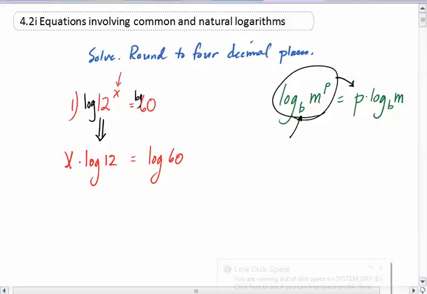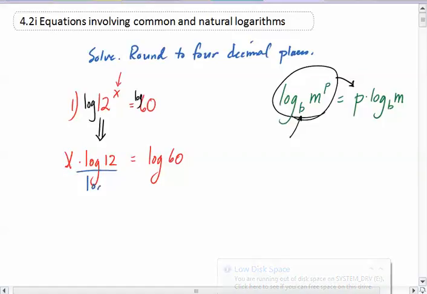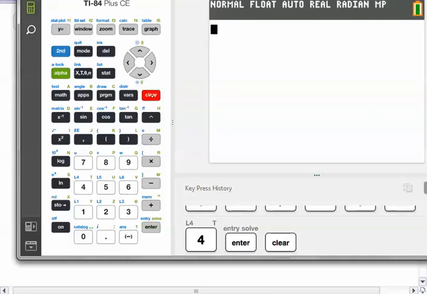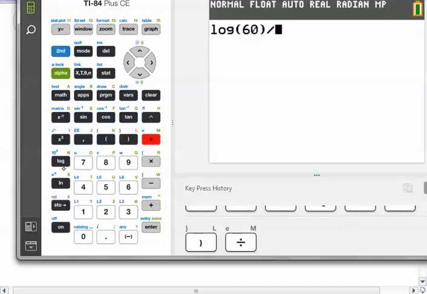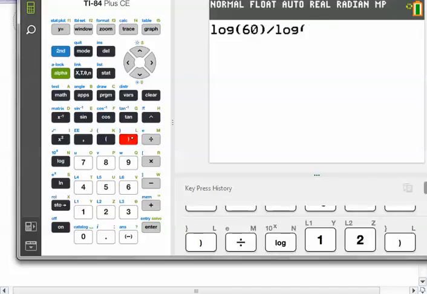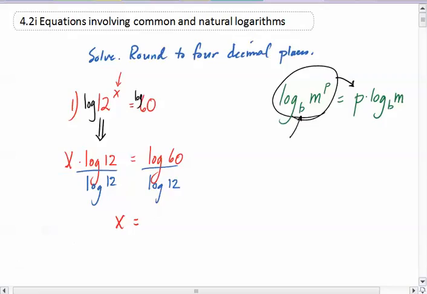So now this is really great, because all we have to do is divide both sides by log of 12. Alright, so we get x is log of 60 over log of 12. Let's take a look at the calculator. Log of 60 divided by the log of 12. Alright, let's see what we get. It says round to 4 digits: 1.6477.